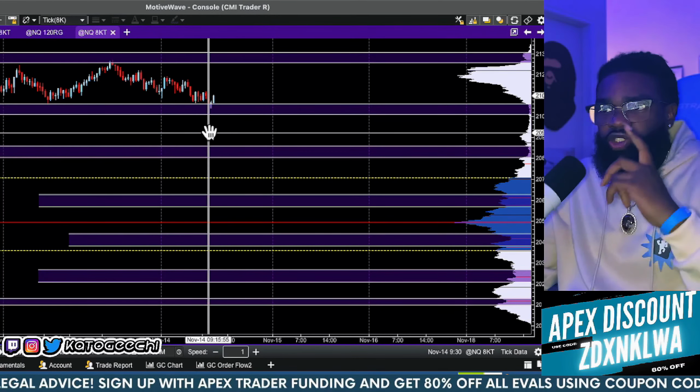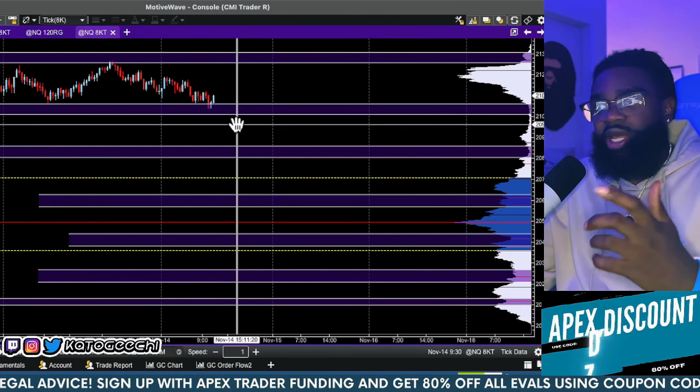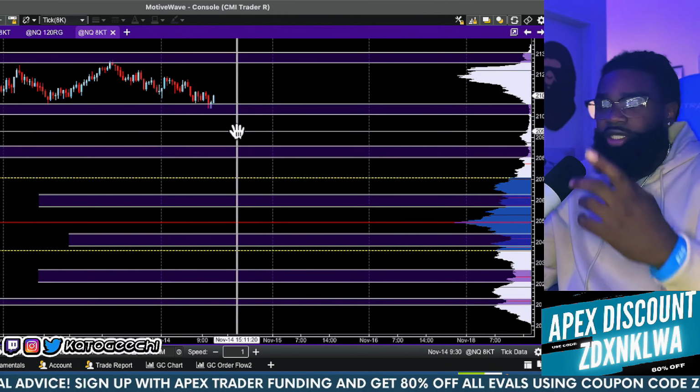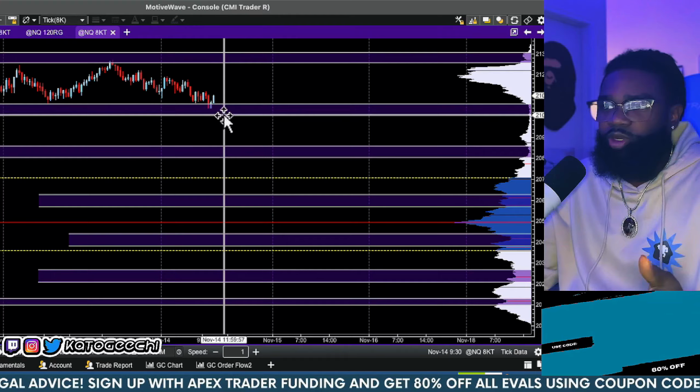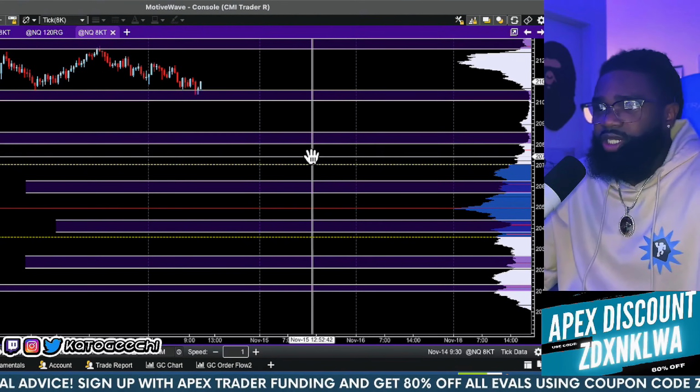For those of you guys who watch the stream and ask me, what are the purple lines? This is what the purple lines are. This is how I get the purple lines or the purple zones, whatever you guys want to call them. So I just basically filled in these gaps here.